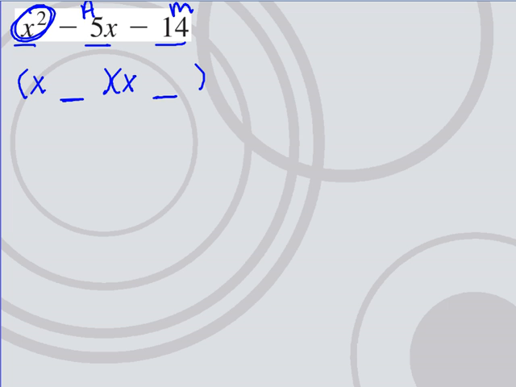Now, Ms. Green and I teach this slightly different. She teaches the whole look at the sign, and I don't care. Work it either way, whatever you're comfortable with. She teaches, look at the sign here. If this is a negative, then you'll have a plus and a minus. If this is a positive, then you'll look at this sign, and if it's negative, they'll both be negative. If it's positive, they'll both be positive.